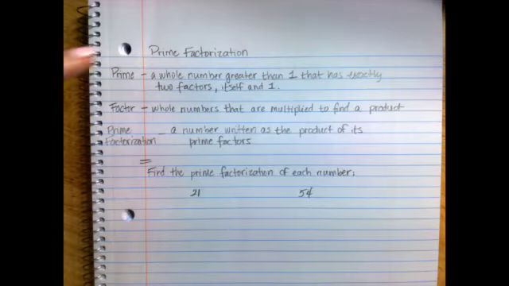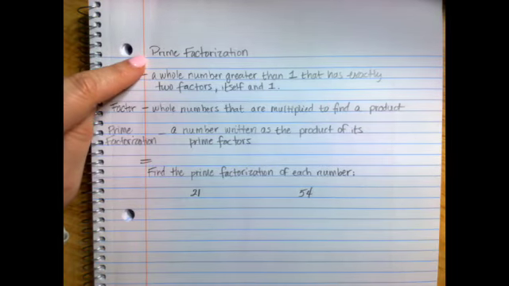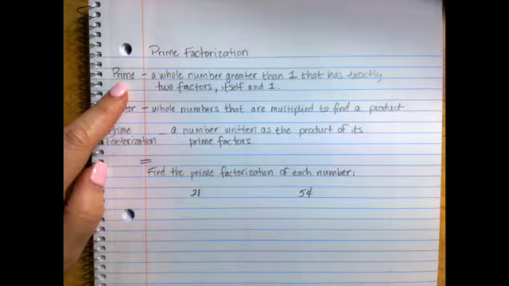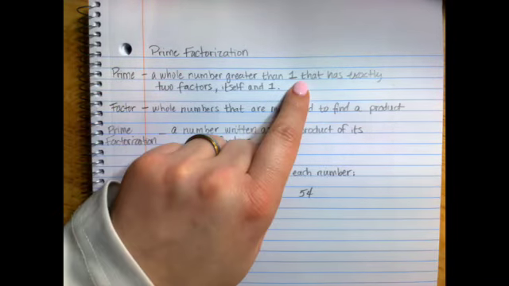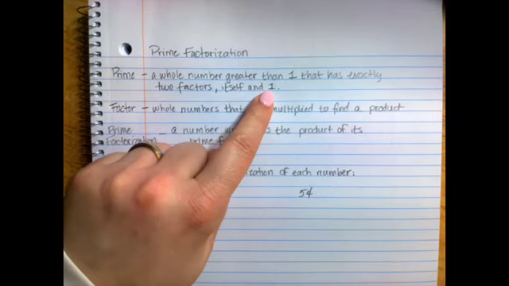This tutorial covers prime factorization. Knowing how to find the prime factors of a number helps you so much in a lot of math. So, definitions up front. Prime: a whole number greater than 1 that has exactly 2 factors, itself and 1. Nothing else goes into that number.